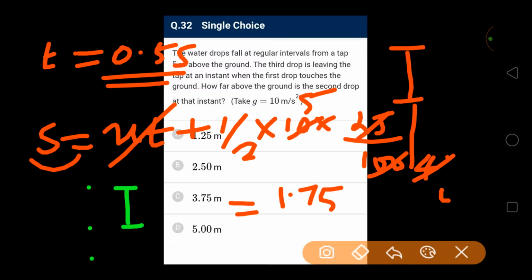Assume this is the first drop, second drop, third drop. This is the S. But what the question is asking is how far above the ground. So what is this distance you're asking? So 5 minus 1.75.